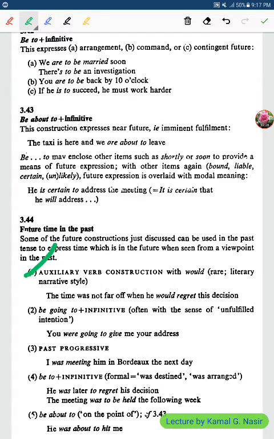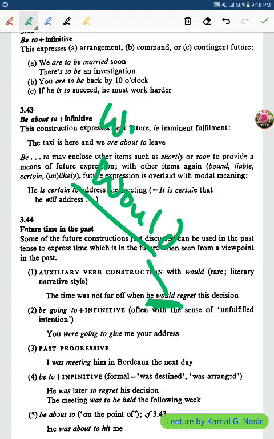First with auxiliary verb construction, which is would. The time was not far off when he would regret this decision. You see? Would regret. Would is the past form of will. It gives the meaning of the past, but it is not the meaning here. Here it is the form. You see, would here is the form. Will here is the form.